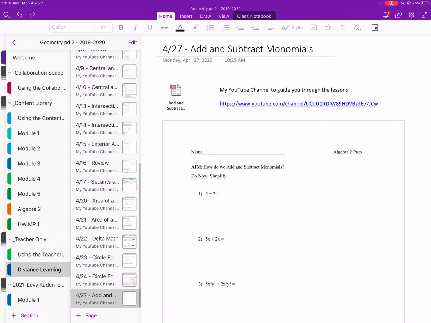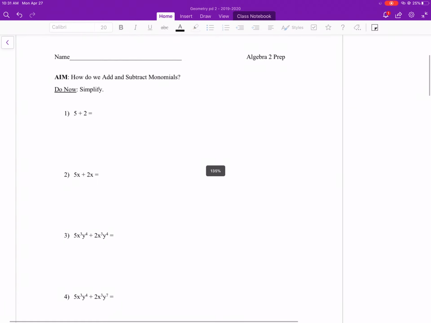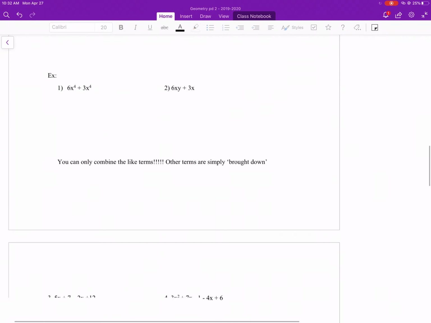So this is a good opportunity, a lot of good Algebra 2 prep, so you walk in next year and everything isn't so new, and I know algebra was a long time ago. You'll be in a good place headed into your Algebra 2 year.